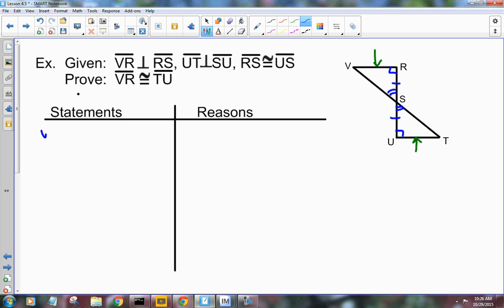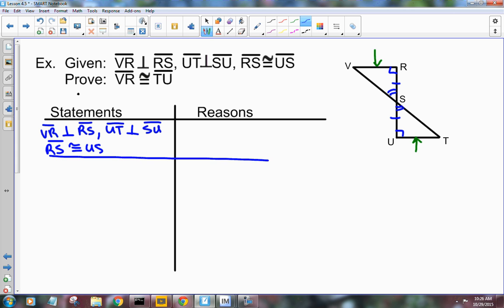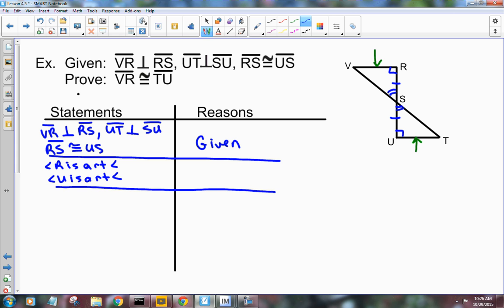Okay, so let's write all this down. BR is perpendicular to RS. UT is perpendicular to SU. And RS is congruent to US, and that's all given to me. Okay, so then we said from the perpendicular lines, we can say that angle R is a right angle and angle U is a right angle. And what's my reason for that? Definition of perpendicular lines. Okay?